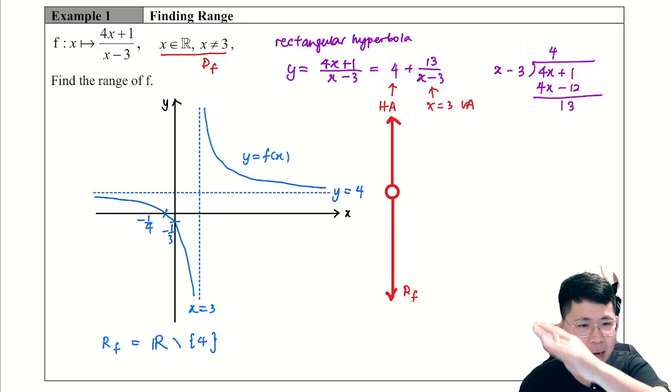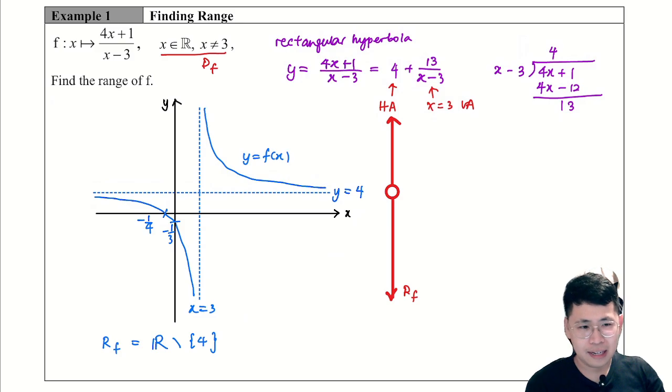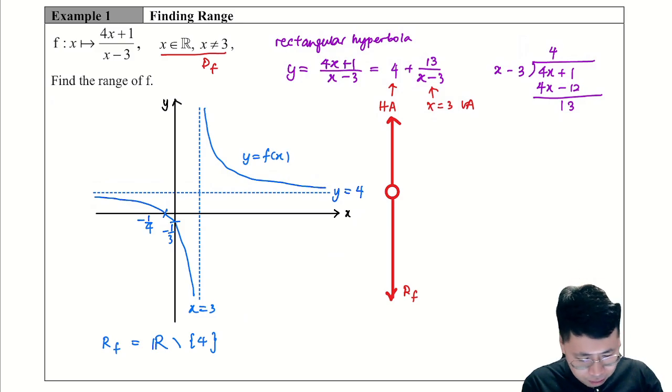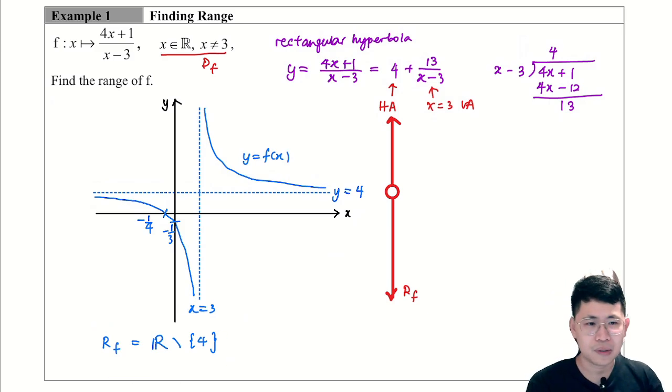So it's like ℝ minus the set of value 4. A set of element 4 also can. So this is how we find the range of f, which is to sketch the graph, and from the graph observe where the y value is defined, and from there translate into mathematical symbols.